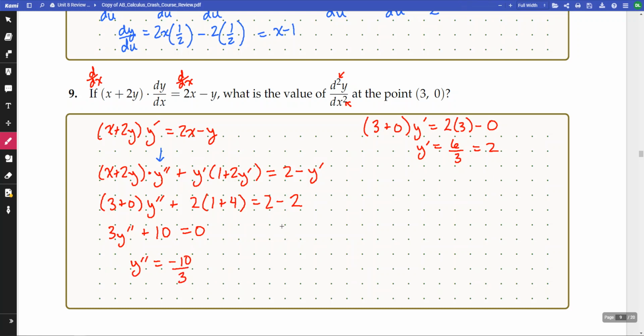Okay. Now, where could we take this problem a little bit further? Well, we could say that my first derivative is positive, right? The first derivative that I have is positive because it's 2, and the second derivative is negative, so that means that my graph has to have positive slope with negative concavity at the point 3, 0.